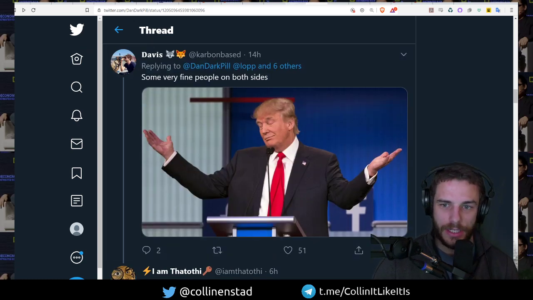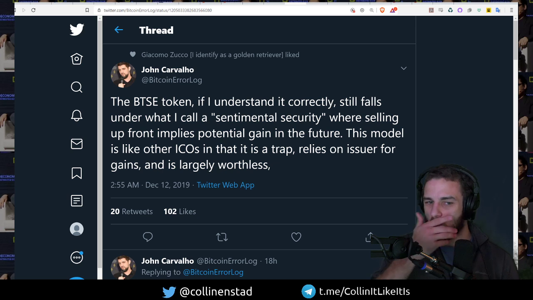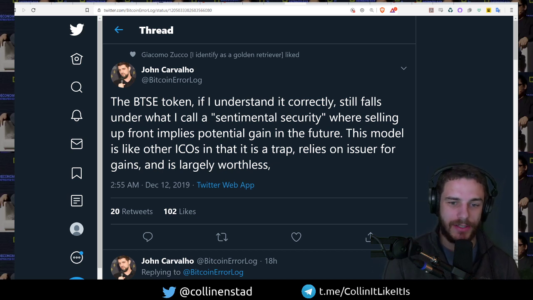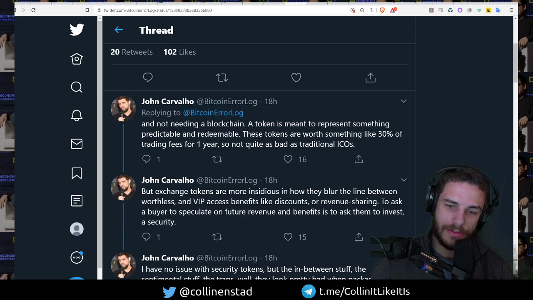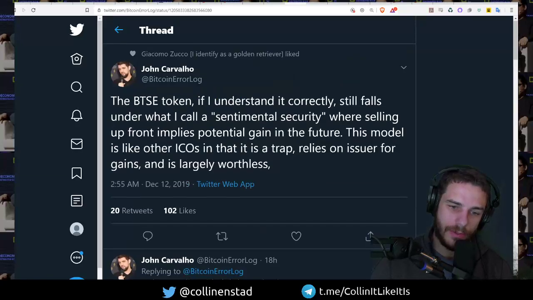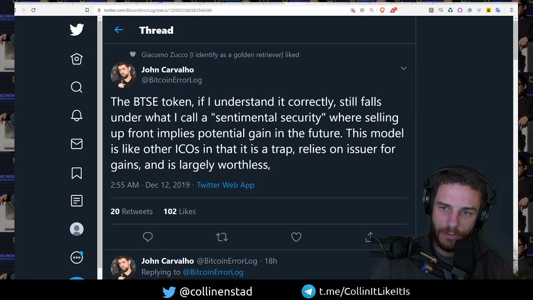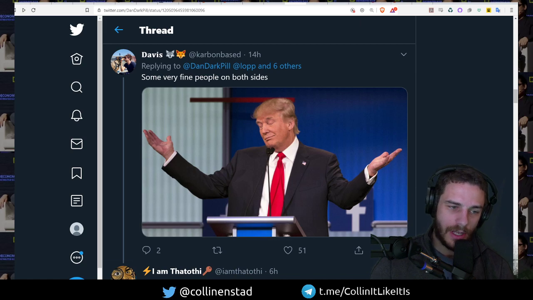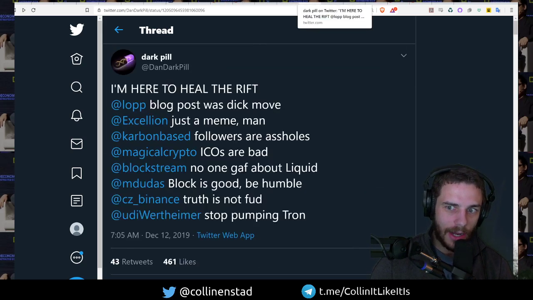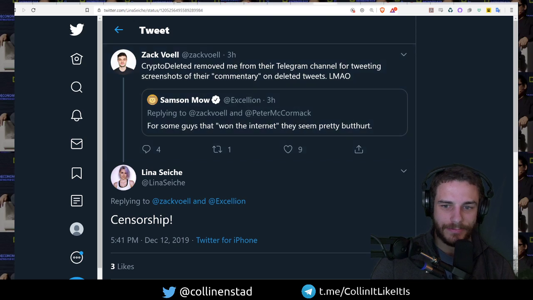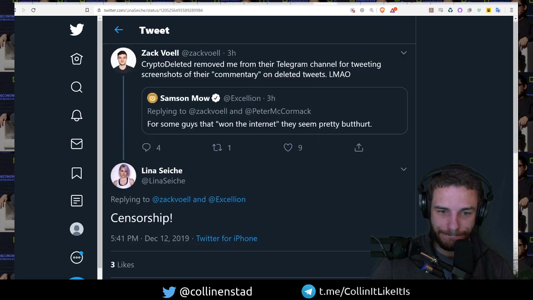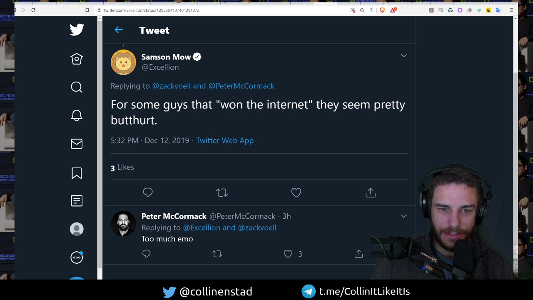True. And somebody else who spoke against it, John Carvajalo, said the BTSE token still falls under what I call a sentimental security, where selling upfront implies potential gains. This model is like other ICOs, that's a trap, relies on issue for gains, and is largely worthless. So he is speaking against it, so good for you, John, even though I disagree with you on a lot of stuff. So there are a couple people speaking out against it. It's not all, hashtag not all maxis. And so let's see some of this weird stuff.